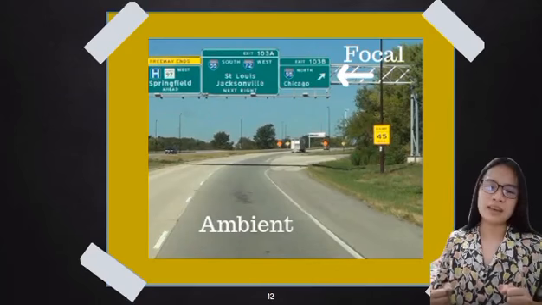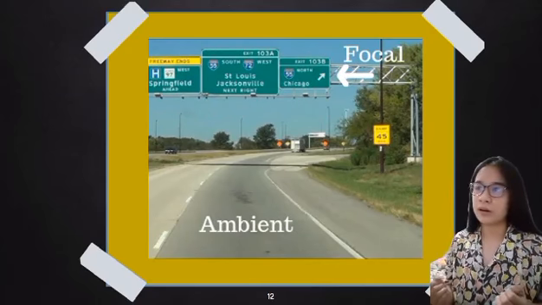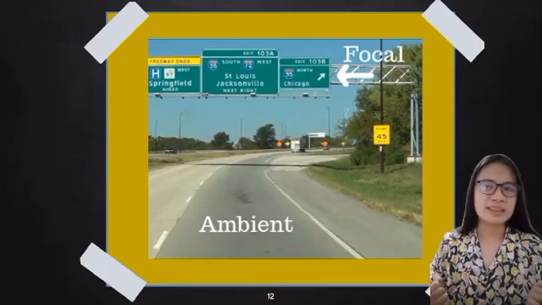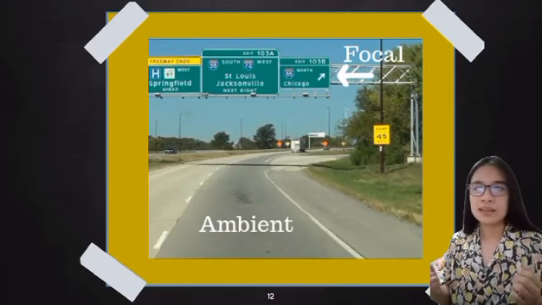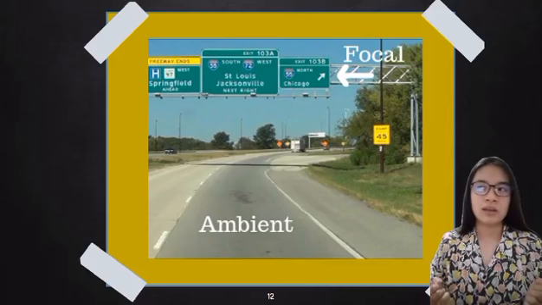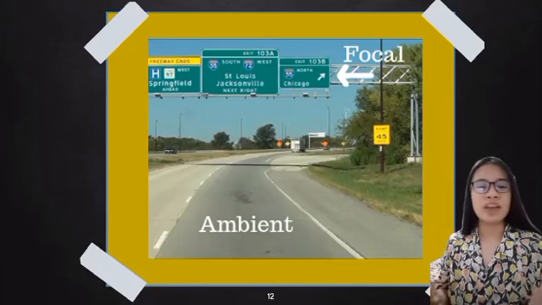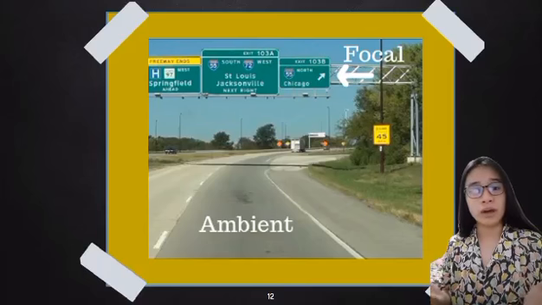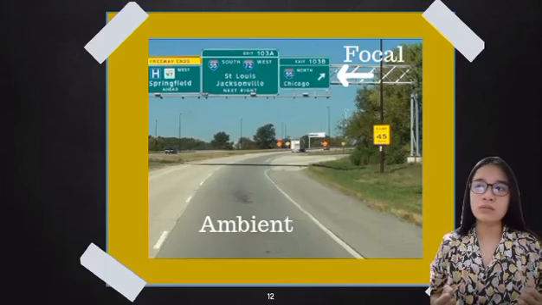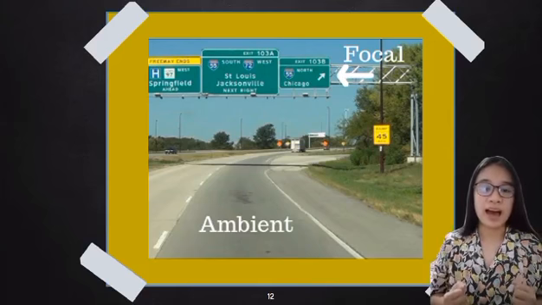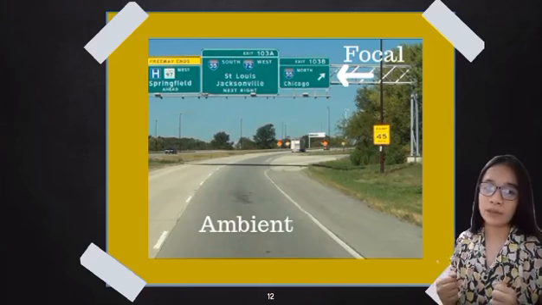Now, as you can see on the virtual manila paper, focal vision is answering, what is it? And yes, it is the signage. Next is the ambient vision. While the ambient vision answers the question where, and you got it right, it is where we are going, as ambient vision is labeled on the road.